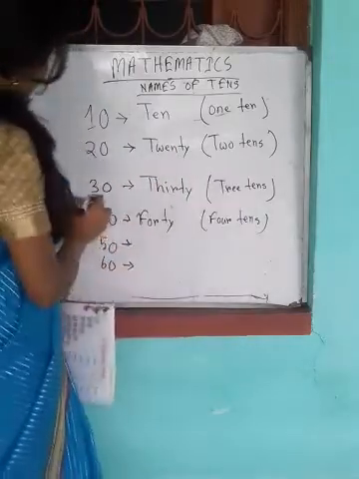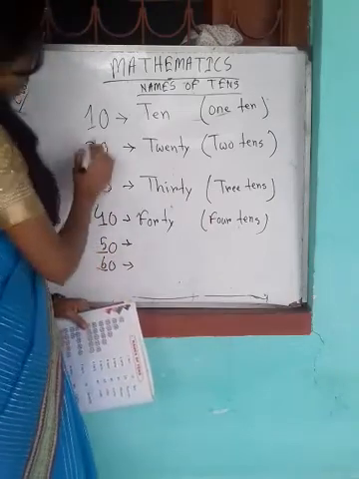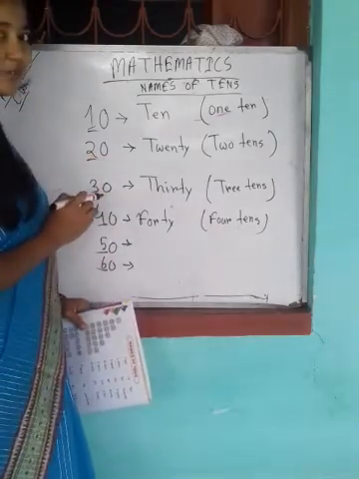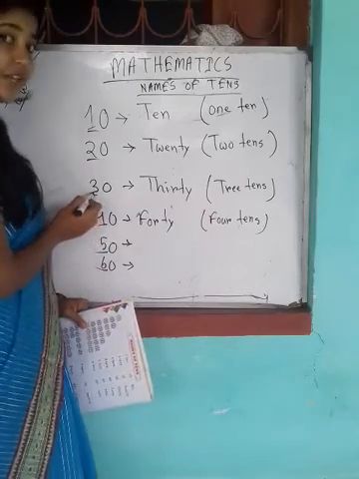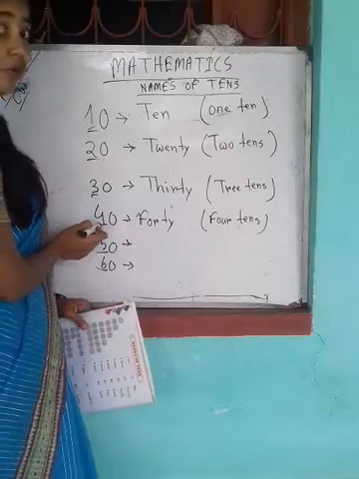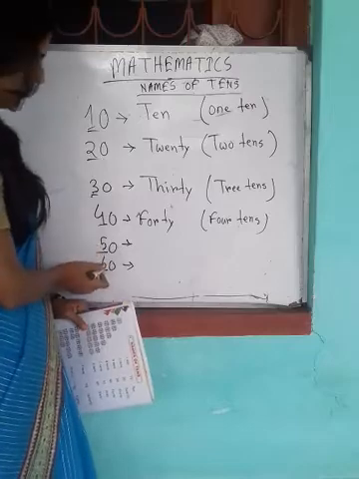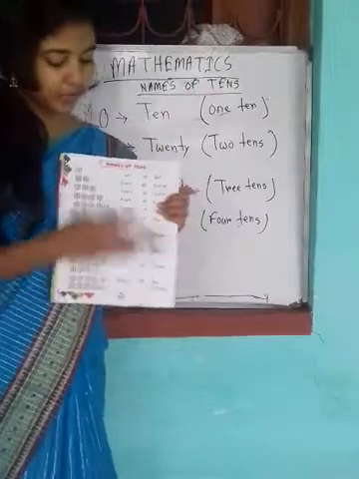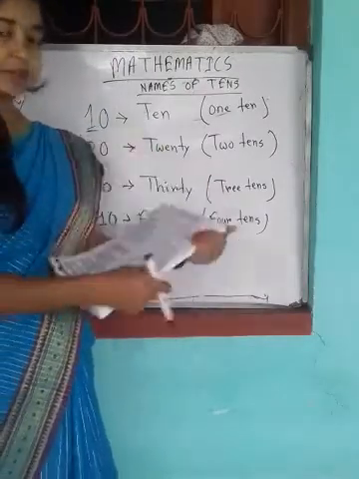That means the first number is telling how many tens there are, right? So first there is 1, so it will be 1 ten. Second there is 2, that will be 2 tens. Third there is 3, so it will be 3 tens. Next number is 4, that means it will be 4 tens, that is 40. There is 5 in 50, so it will be 5 tens. The number is 6, so it will be 6 tens. This is how you can find out all the names. You will read this page very carefully, okay? You will learn this page.